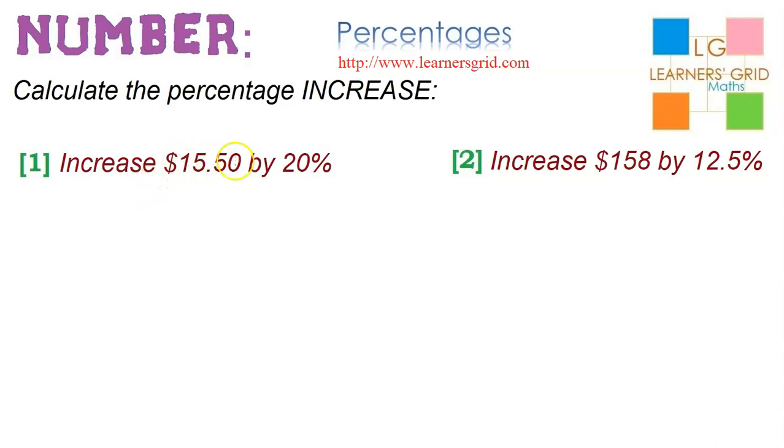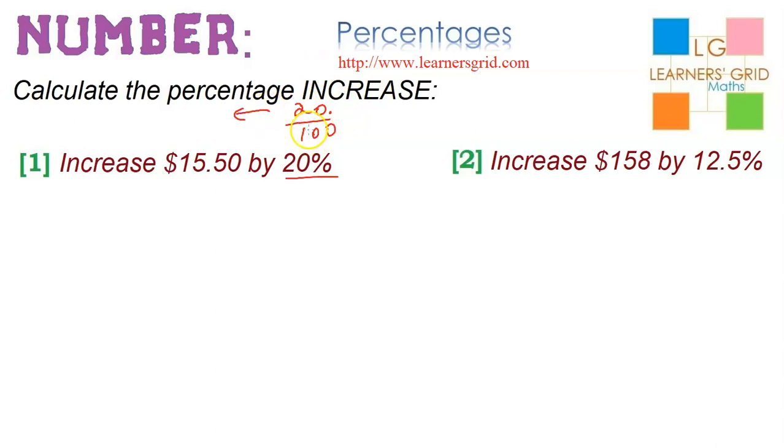We want to increase $15.50 by 20%. So the first thing is we need to rename 20%, and we need to rename it as a decimal. Now 20%, if I remind you, percent means out of 100, so it'll be 20 out of 100. Now the decimal point is here, and I need to rename as a decimal, so I'm going to be doing what this says, 20 divided by 100.